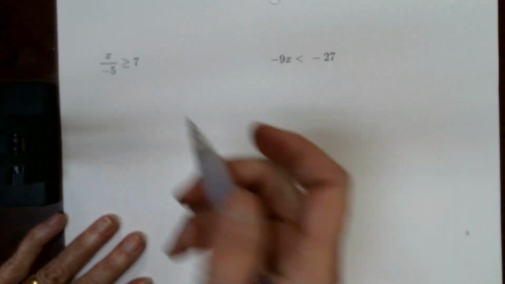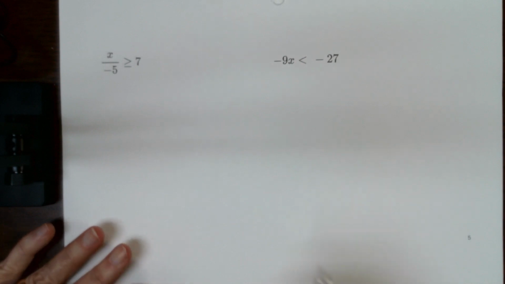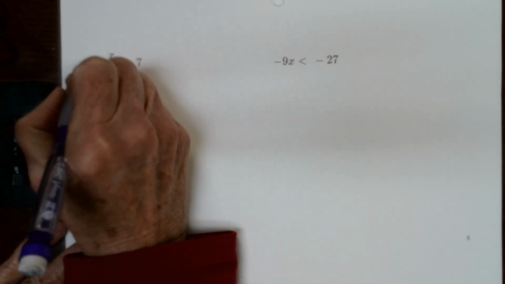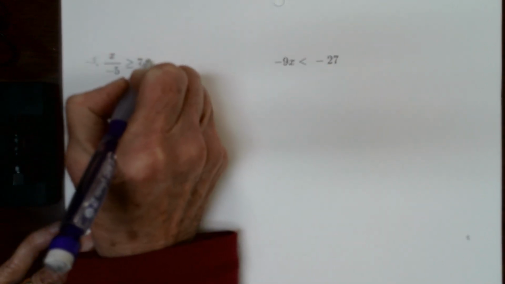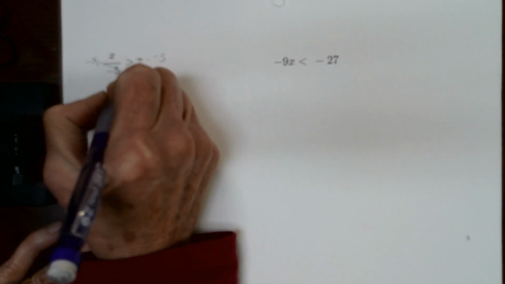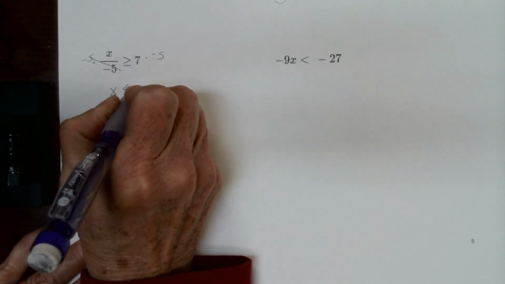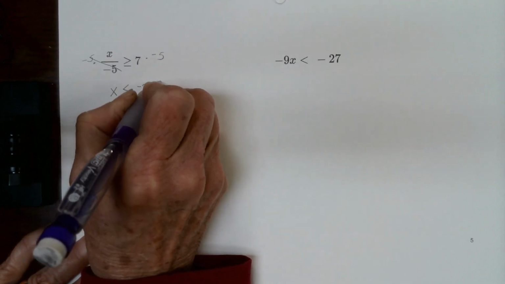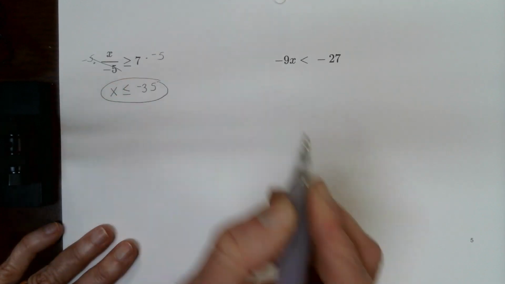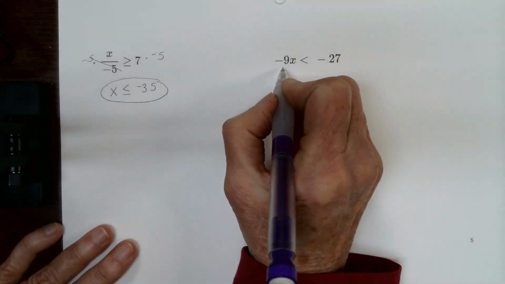Let's do a couple more here. The x is divided by the negative 5, so I need to multiply both sides by negative 5. I multiplied by a negative to solve it, so I switch the direction of the inequality. So I get x is less than or equal to negative 35.